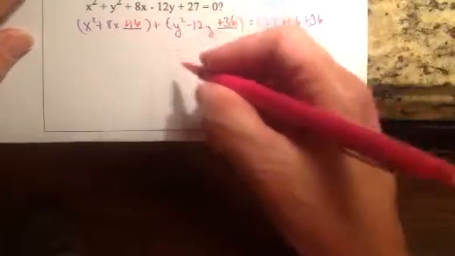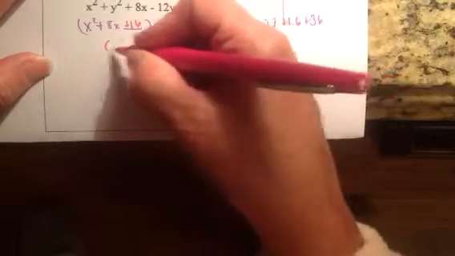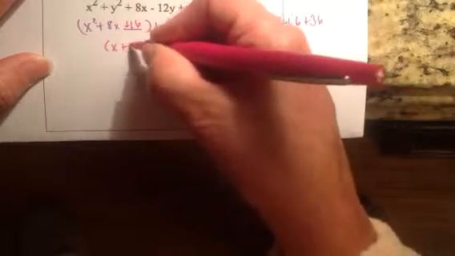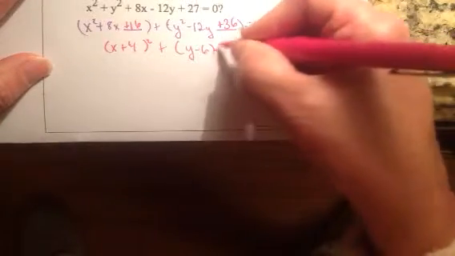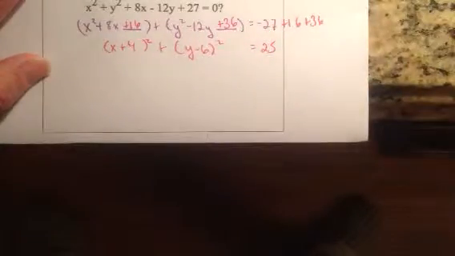And I'm going to factor each of these. So this becomes x plus 4 squared. This is always going to be whatever half of your b is. So half of 8 is positive 4, so it's going to be x plus 4. And I can use that same logic over here. Half of this b is negative 6, so it's going to be y minus 6 squared equals 25.